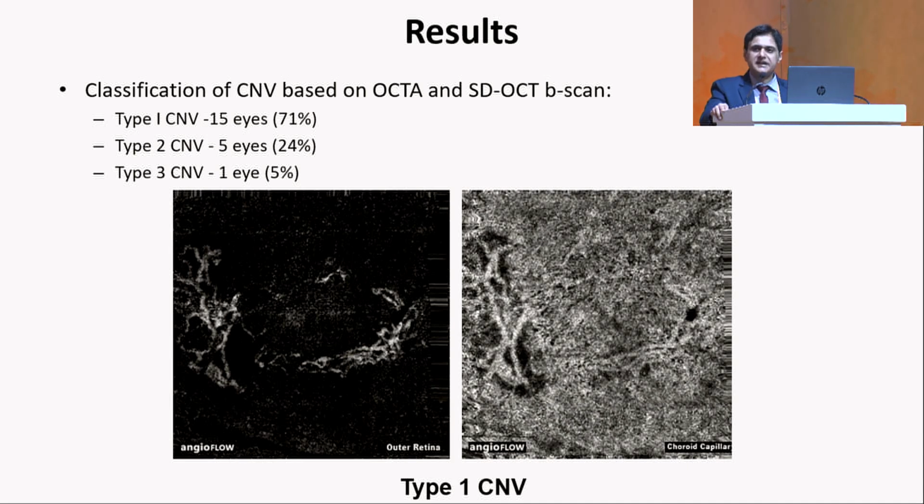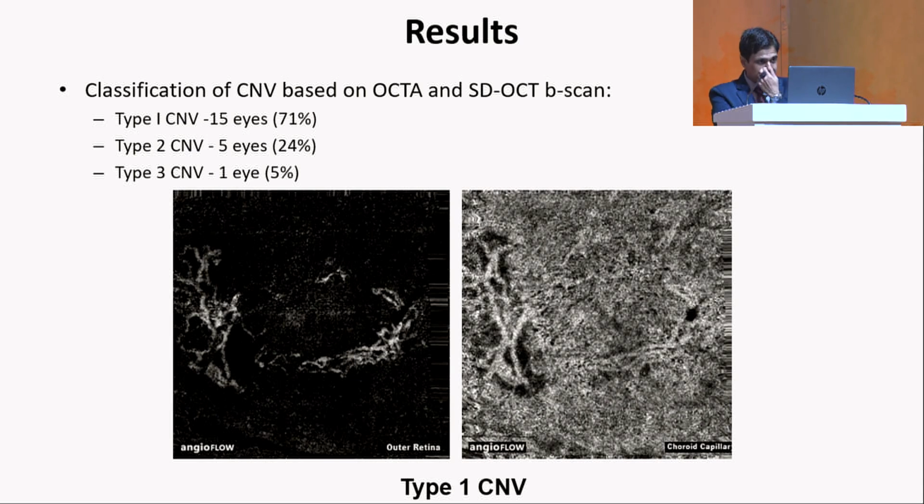So, this was one study I did when OCTA just came in, 2017 or 18, I think, when we had it. I tried to categorize, and I found that 71% of patients had a type 1 CNVM, around 20 to 25% had type 2, and type 3 at 5%.